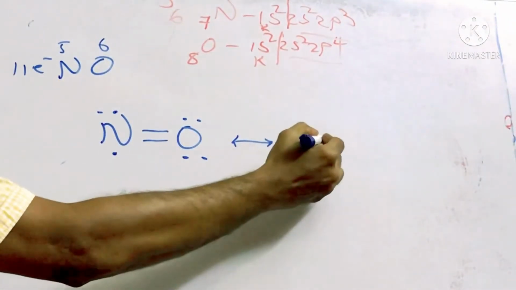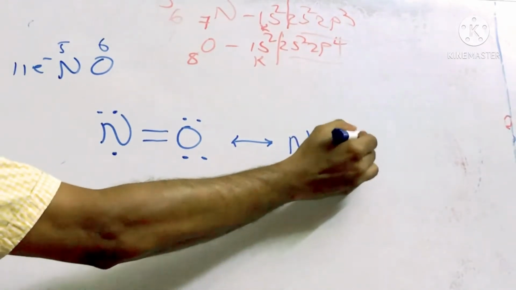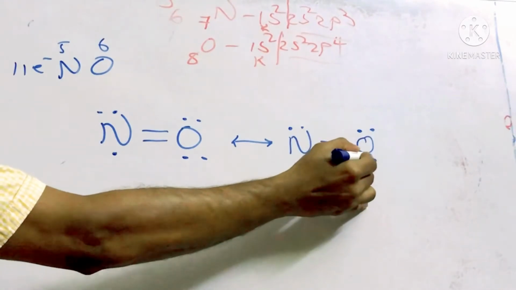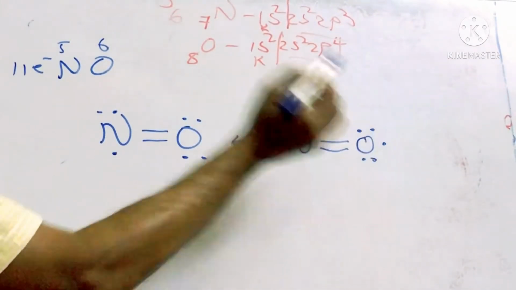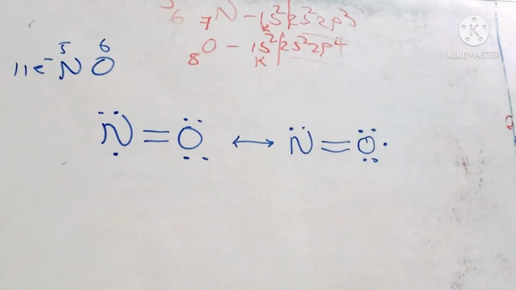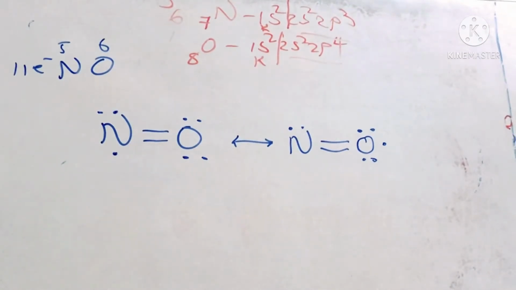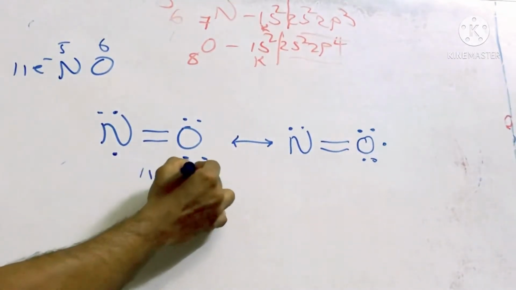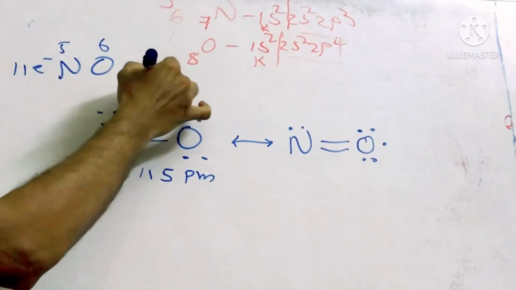So N double bond O. 1 lone pair is already there, 2 lone pairs already there. So this 1 electron can be given here. That's all. So this is the simplest way we can write the bonding in nitric oxide. NO bonding will be like this. You can write 2 resonance forms, and the NO bond length here is around 115 picometer. It is also a linear molecule.